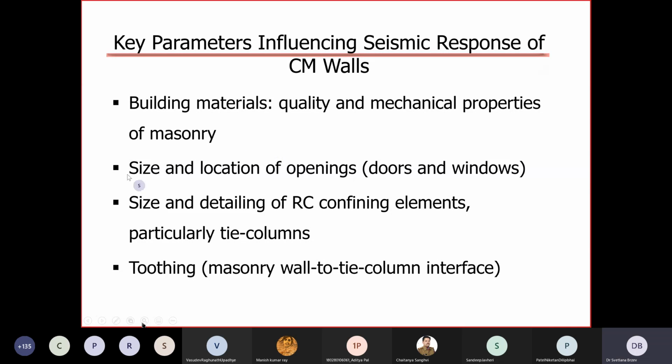Then the second factor is size and location of openings, meaning doors and windows. Then the third one is size, meaning dimensions, and detailing of reinforcement in confining elements, particularly tie columns, so vertical elements. And the last one is toothing, that is the interface between masonry walls and tie columns.